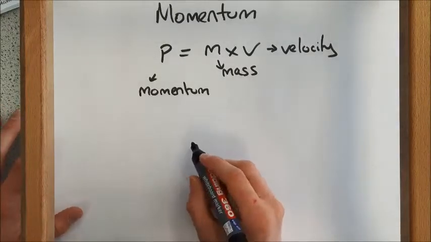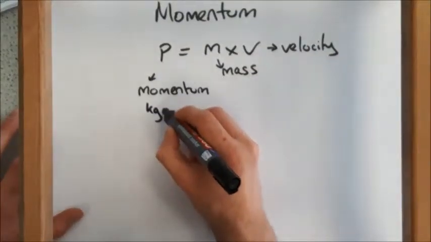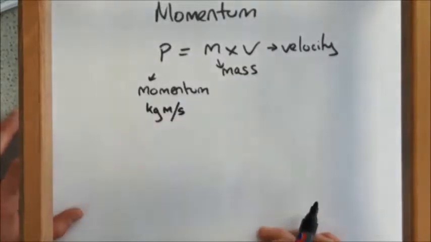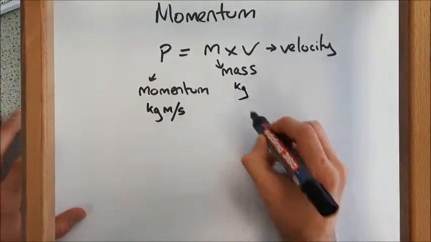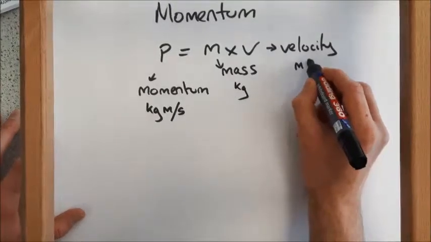So P is momentum, and the units are kilograms, meters per second. Mass should always be in kilograms, and velocity should always be in meters per second.